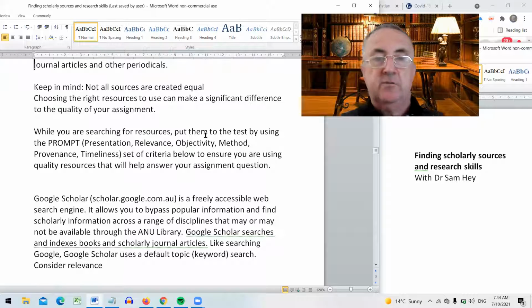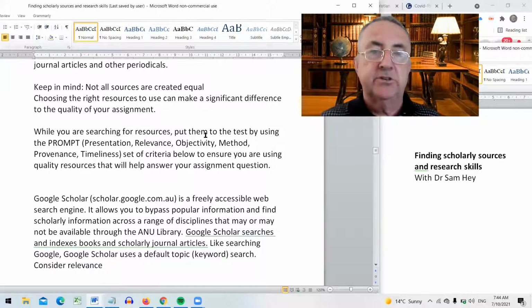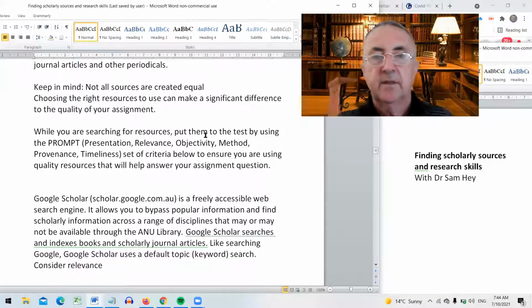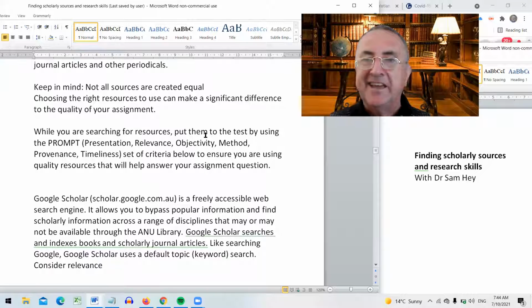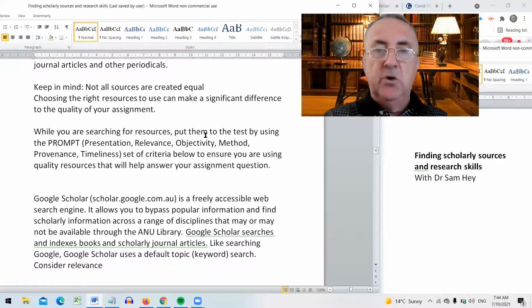Some people use the acronym PROMPT to remind them of some of the ways in which they can keep focused in their search for relevant resources. Presentation, how's the material presented? What's its relevance? How relevant is the material to what you're looking at? How objective is it? Is it carefully looking at the evidence, or is it trying to push a particular viewpoint?